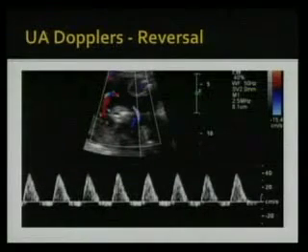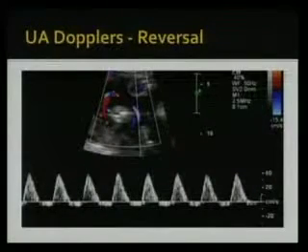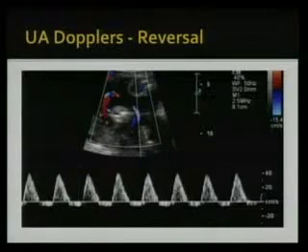Once we see reversal, this is another progression to the next stage of severity in abnormal flow. And this is a reverse pattern. So you can see it comes actually inverted. And this is associated with a 5-fold increase in perinatal mortality. So this is a pretty ominous sign when we see this.